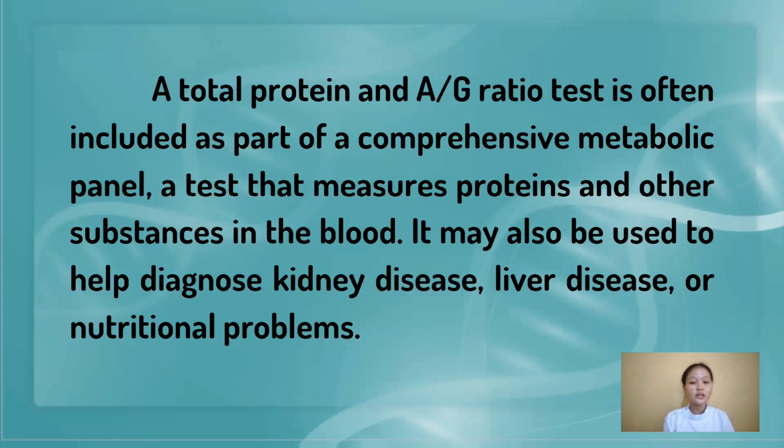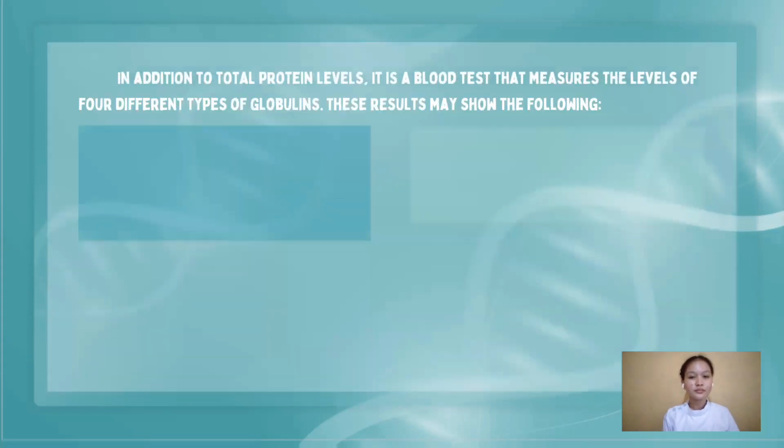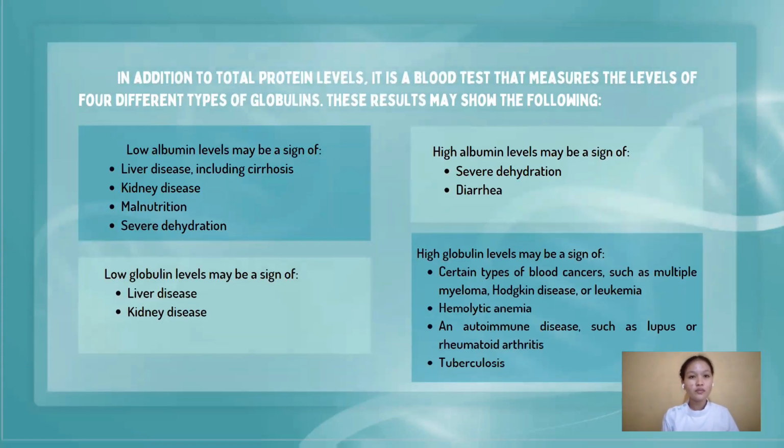On the other hand, globulins help fight infections and move nutrients throughout the body. Some globulins are made by the liver and others are made by the immune system. In addition to total protein levels, your provider may order a separate blood test for albumin and/or a test for globulins. The globulin test is called serum electrophoresis.